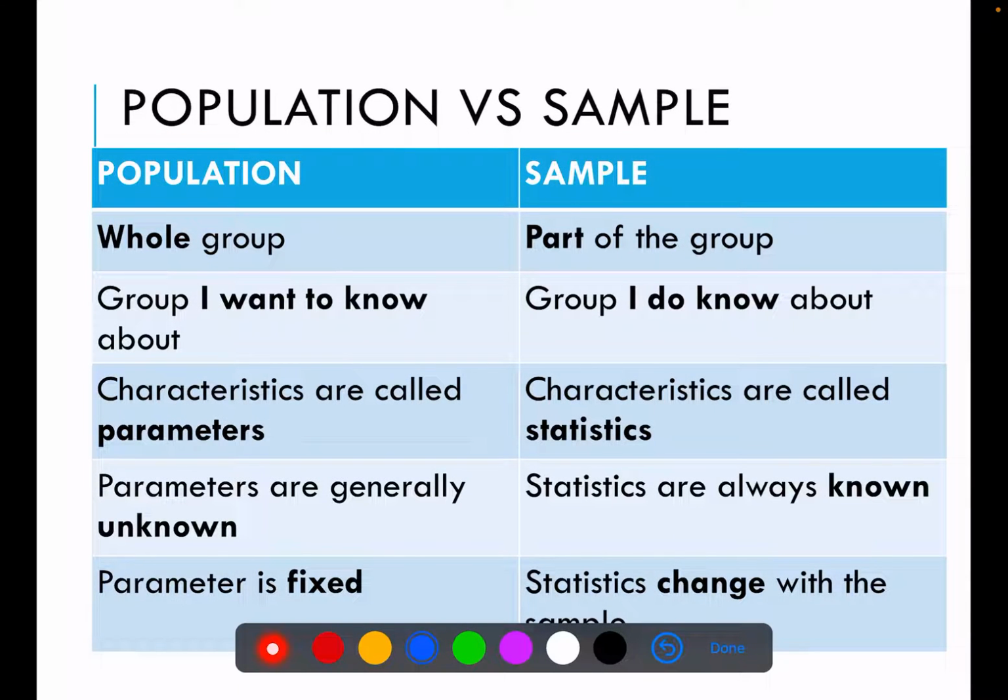Here is some comparison of population and sample. Population is a whole group. Sample is part of the group. Population is a group that I want to know about, and sample is a group that I can and do know about. Population characteristics are called parameters. Sample characteristics are called statistics. Parameters are generally unknown. Statistics are always known, or at least we can find out. A parameter is fixed. Statistics change with the sample.